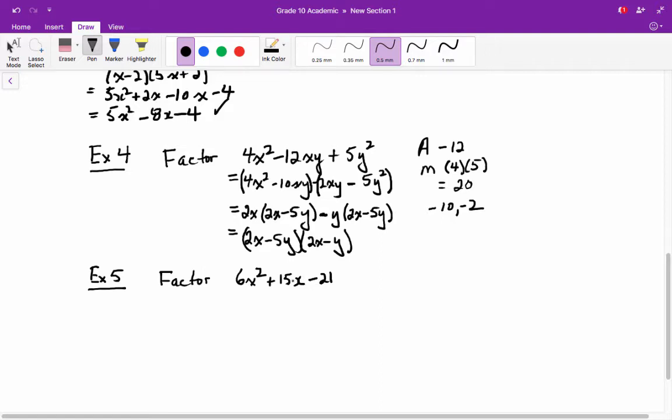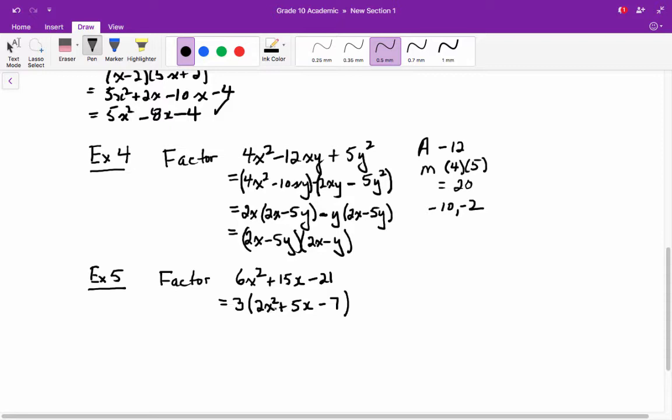As you can see, the numbers start to get pretty big if you're trying to look for two numbers that add to 15 and multiply to 6 times negative 21. But looking at the trinomial, you can see that 6, 15, and 21 all share a common factor of 3, which should be brought out just to make the numbers smaller. So 2x squared plus 5x and minus 7.